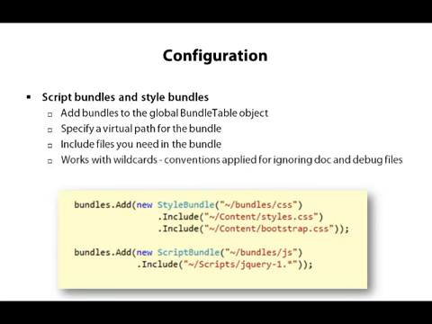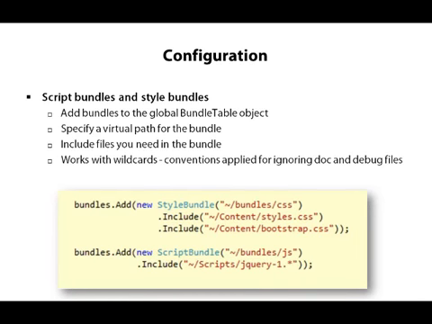Include understands a wildcard, that's the asterisk, so if you want to bundle up all the files in the scripts directory that start with jQuery-1 dot, you can do that by saying include ~/scripts/jQuery-1.*, and the include, in addition to processing that wildcard to pick up multiple files, will also be smart enough to ignore certain files, typically files that we do want to be ignored.